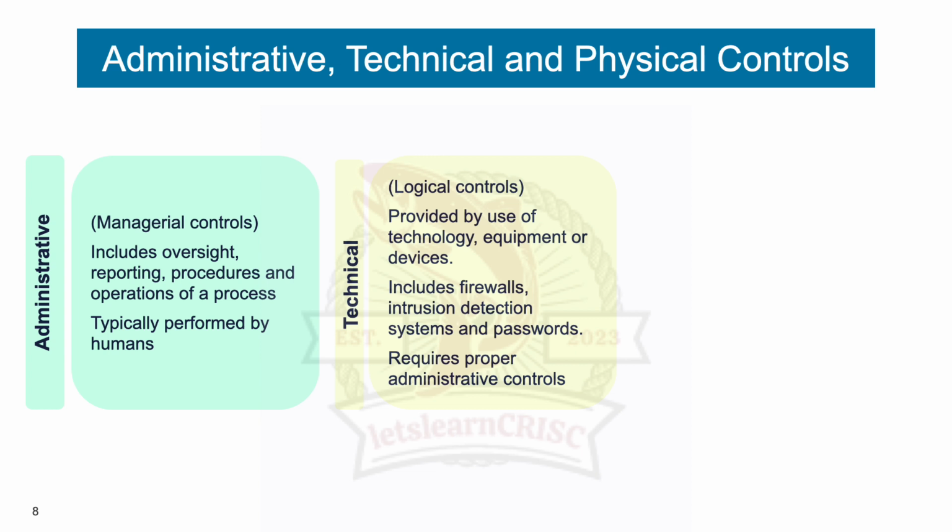Next, dependency on the administrative control. In this text, it notes that technical controls require proper administrative control to operate correctly. This emphasizes the need for effective management and oversight to ensure the proper functioning of the technical safeguards.